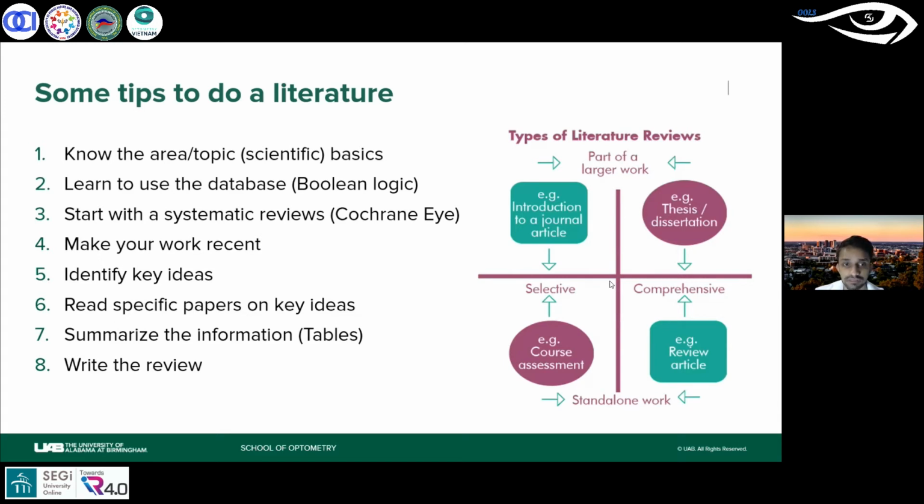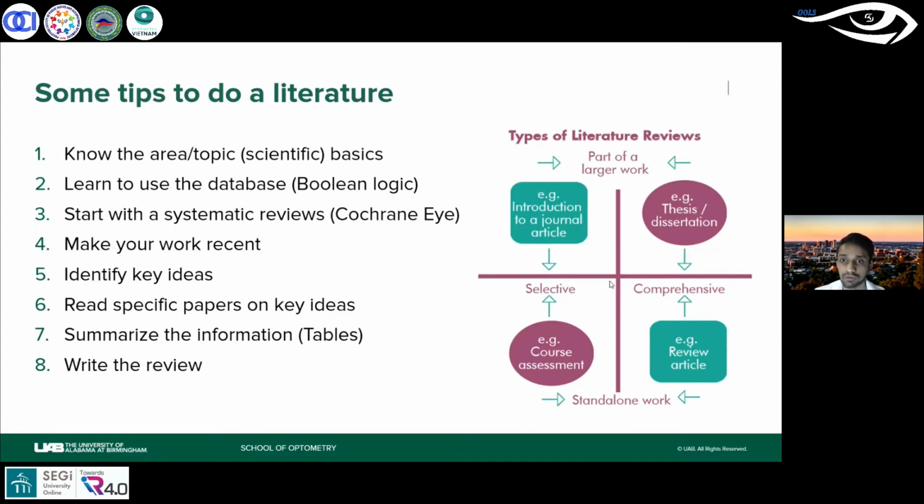Learn to use databases. Google Scholar especially, and any other databases that you have access to, will have Boolean logic systems, which is nothing but using AND, OR. So if you're looking for contact lenses and myopia, using the word AND in capitals will search out only papers that will help you with contact lens and myopia both. Or if you use the word OR, then either one of them will show up. Otherwise, when you do a Google search, it will give you 10,000 results, and no one has time to read 10,000 papers. So you need to use Boolean logic, and you have to learn how to use the databases.